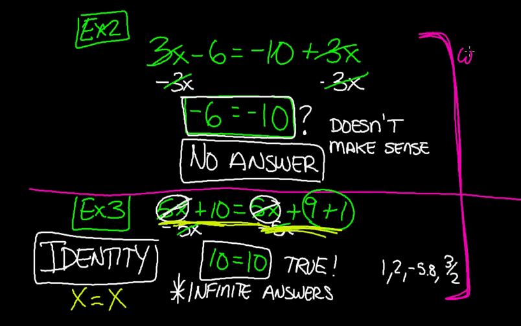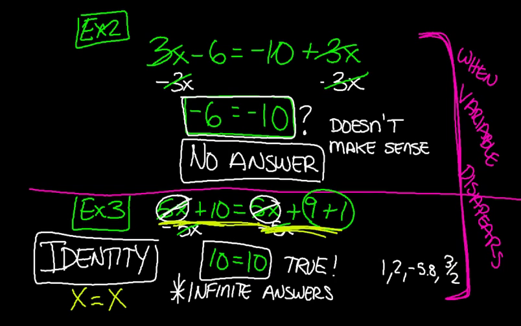And all of this. These two examples are what happens when the variable disappears. It doesn't happen very often. I spelled that wrong. It doesn't happen very often, but sometimes it does happen.